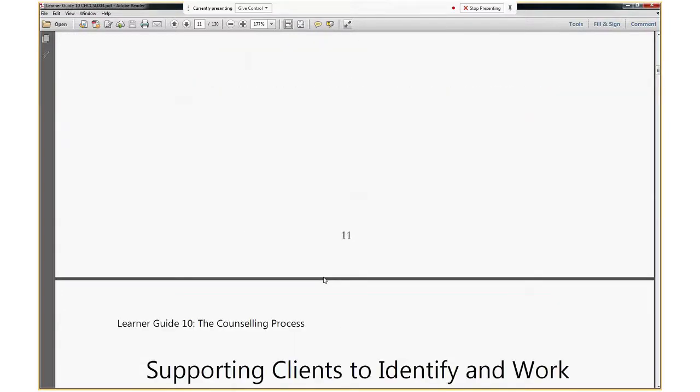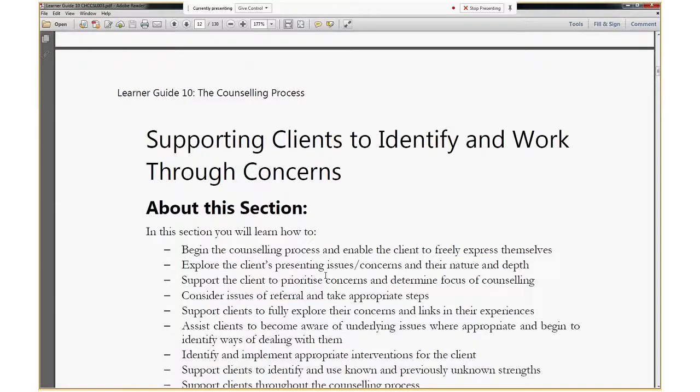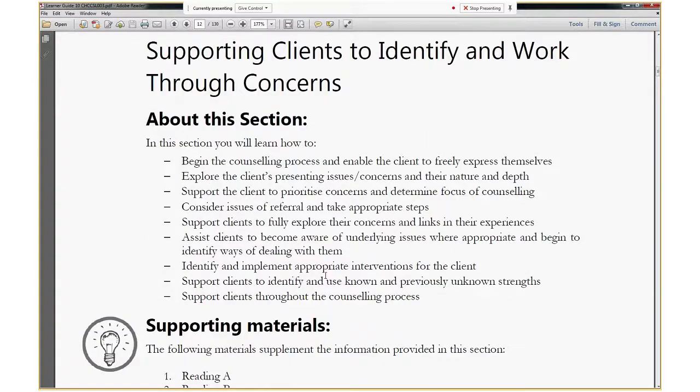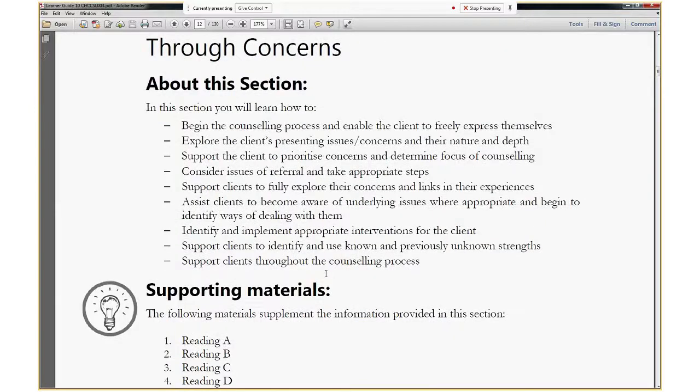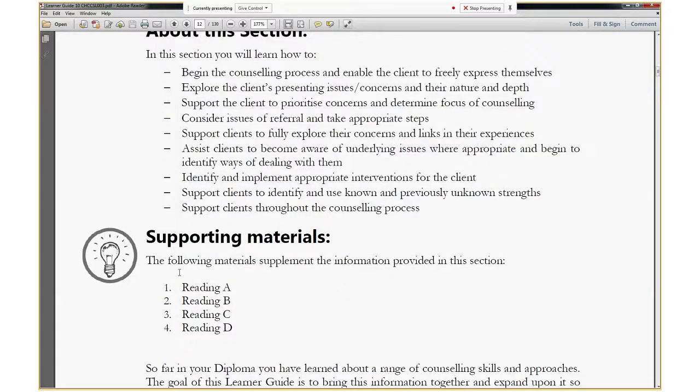As with the previous workshops, I'll just keep scrolling and highlight a couple of things that I know from my experience as a counsellor and as a tutor are important for you guys to know and understand. Obviously, always keep in the back of your mind and read the readings in the back for additional material.